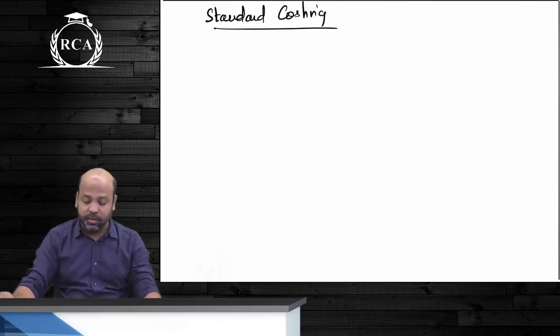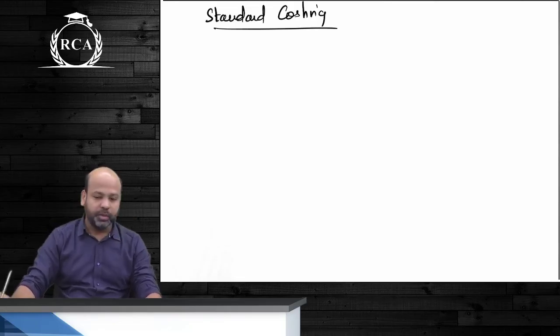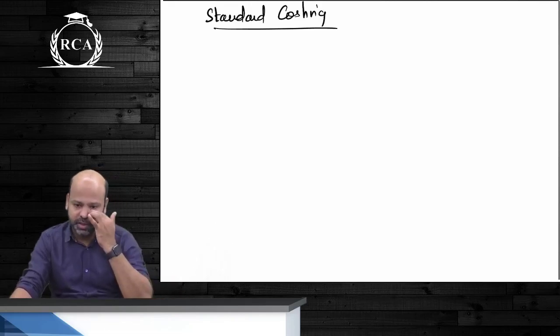Now, though the name of the chapter is standard costing, guys, what we perform here is basically variance analysis. Our job would be to compute variances. Our job will not be to set standards. Standards will be given in the question. Setting standards, guys, is not an easy task. How do you think an organization will set standards?